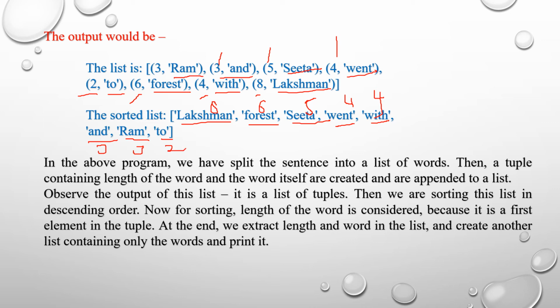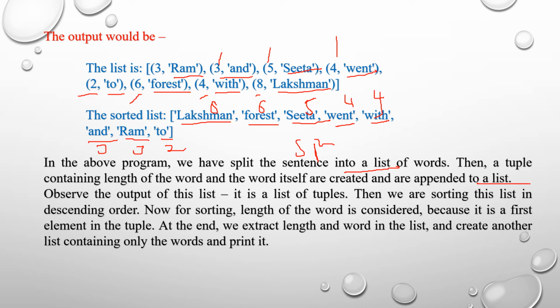In the above program we have split the sentence into a list of words. By using the split function we convert the sentence into a list of words. Then a tuple containing the length of the word and the word itself is created and appended to the list. So using the append function we appended to the list.